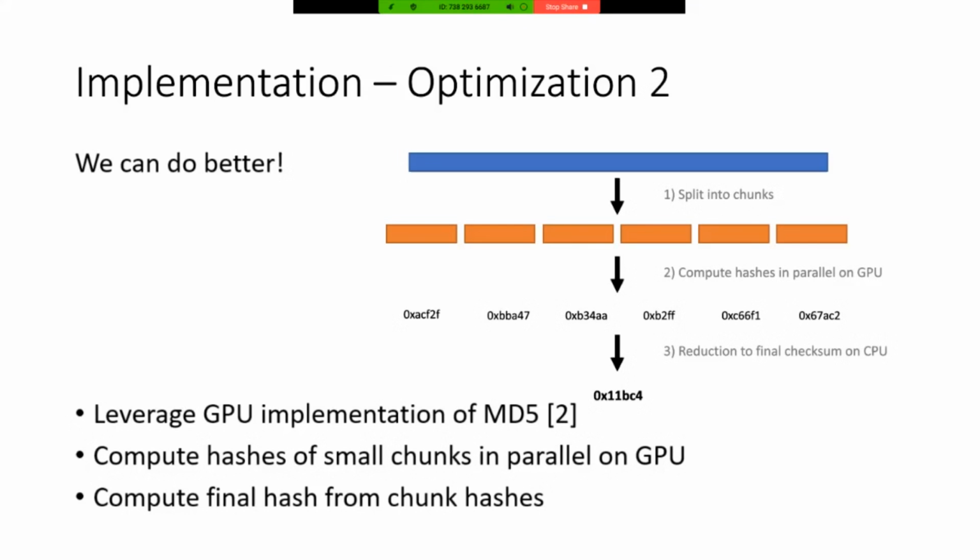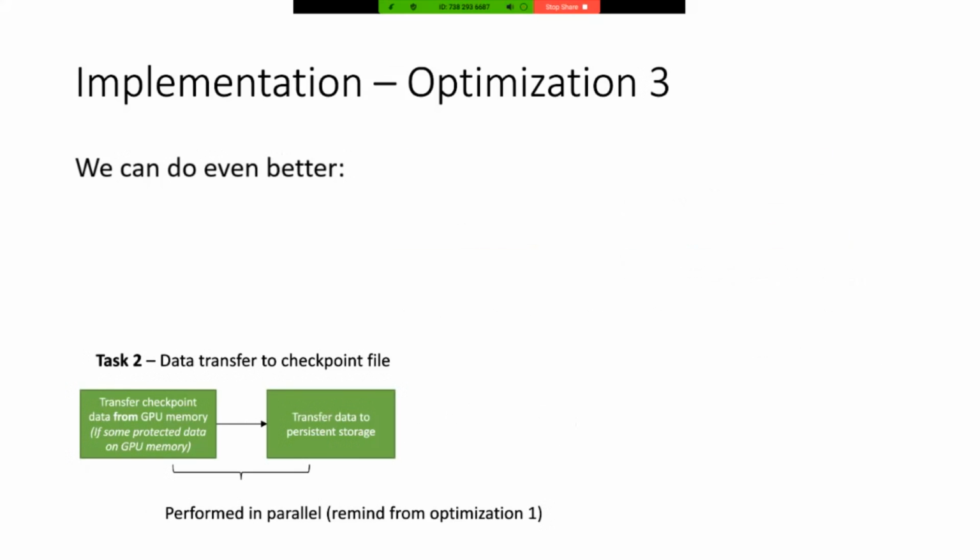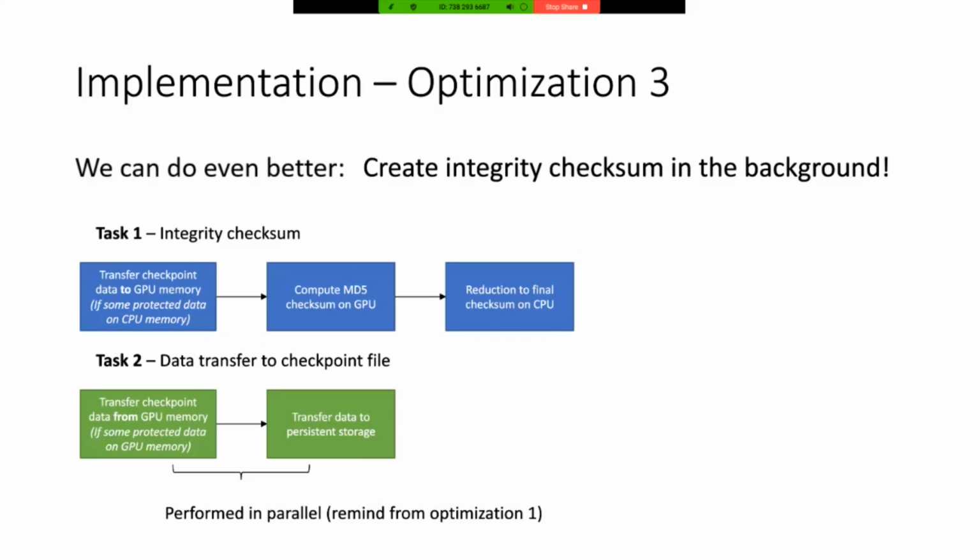When the data is on the CPU, we have to copy the data to the GPU and there perform the steps that I just said. Yes. So, the next optimization is that we perform optimization 1 and 2 in parallel. So we have the writing of the data, we write the checkpoint file, and we compute the integrity checksum concurrently.